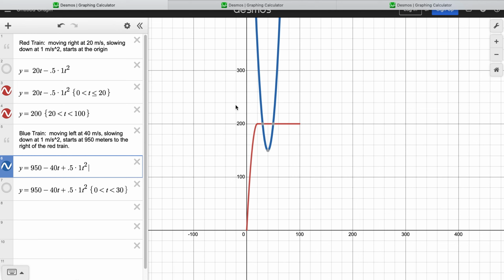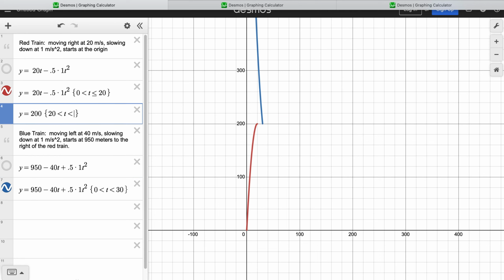Okay, so if you look at the blue, you're asking yourself, when does the blue intersect the red? And look, right there, those two trains are at the same location at the same time. And really, we'll put a domain restriction on that, and now we have everything we want. Put that at 30, and boom. That right there is when the two trains hit. The red train slows down and stops. The blue train starts at 950, moves to the left, but is slowing down, but it is still moving when it hits the red train. So at 30 seconds, they hit at exactly 200 meters.